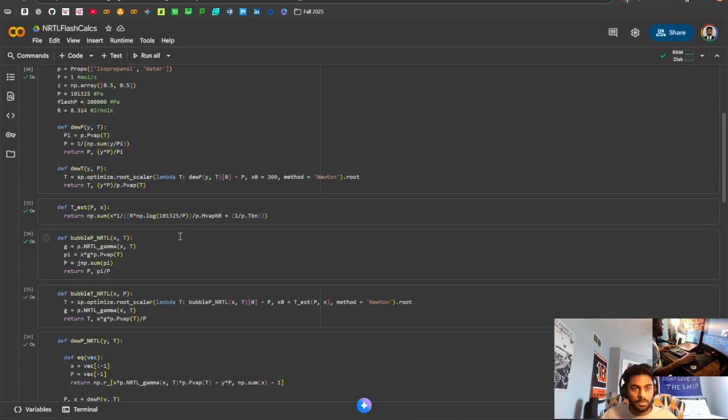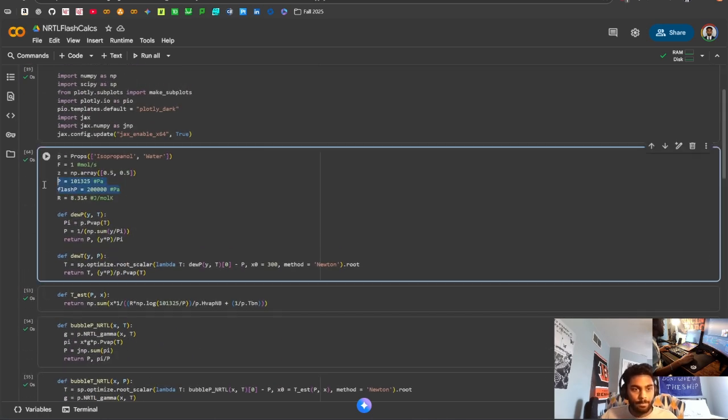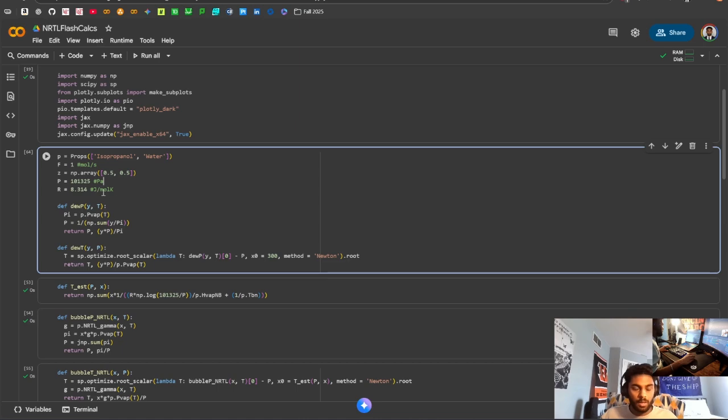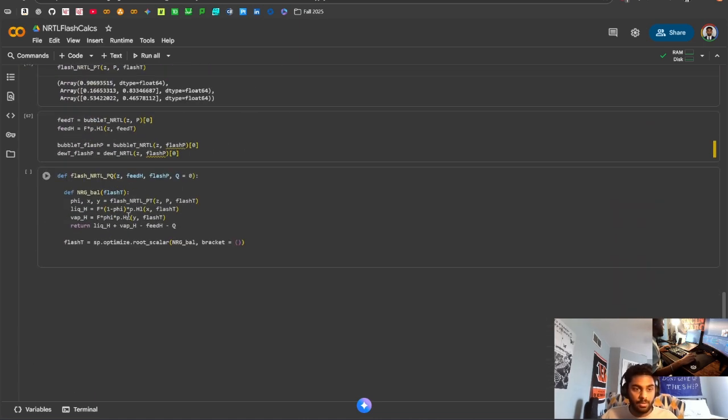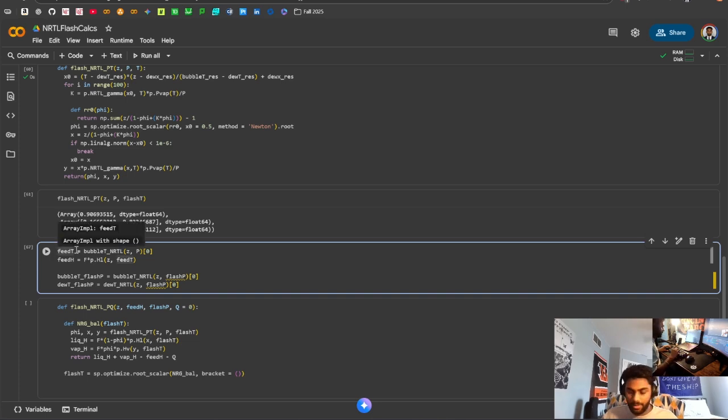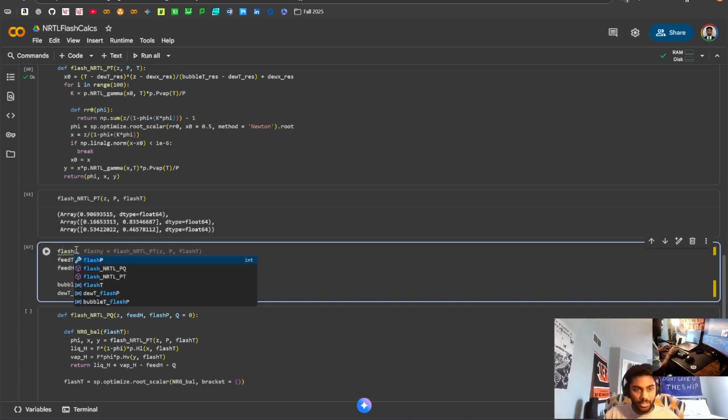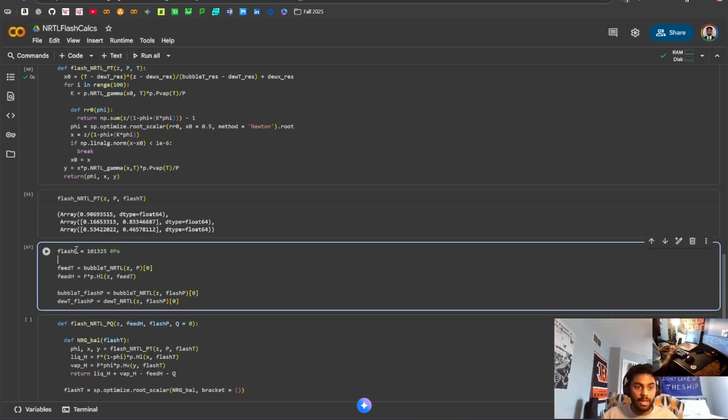And actually, what I'm going to do here, because I think I also realized a mistake that I made, is define a flash pressure. Our flash pressure is actually our atmospheric pressure. So we'd be feeding at a higher pressure than our flash drum is at. So our flash pressure is going to be atmospheric. Our feed pressure is going to be 200,000 pascals.